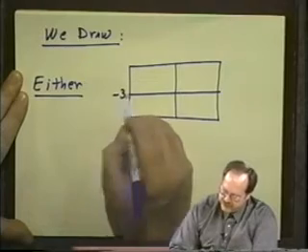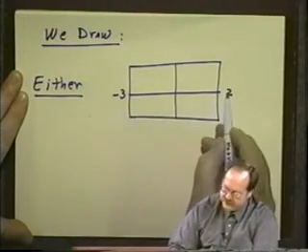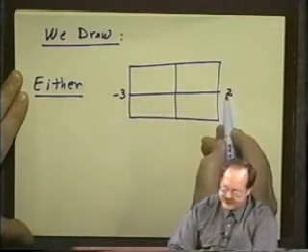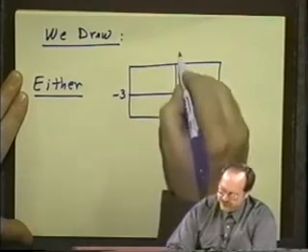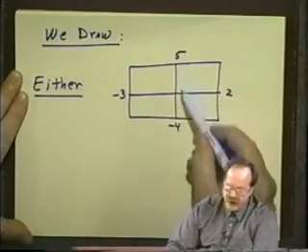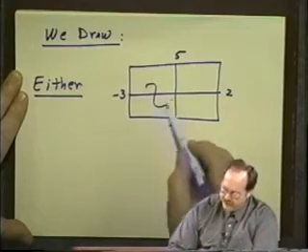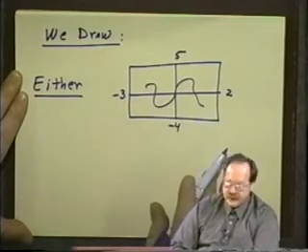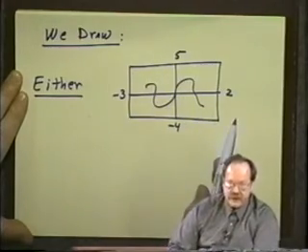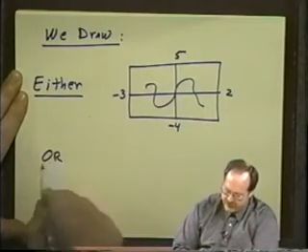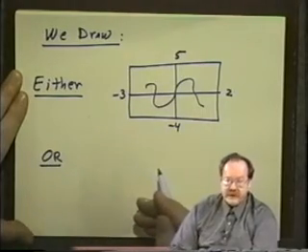We would write -3 to 2 for the x min and the x max, just write them at the ends of the x-axis, and -4 to 5, say, for the ends of the y-axis. And then the graph, whatever the graph is, would be in here. So that's one way of indicating the window. There is one other way, and I will use these 2 ways interchangeably.